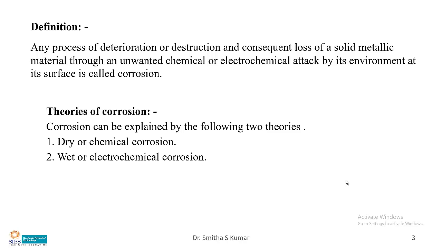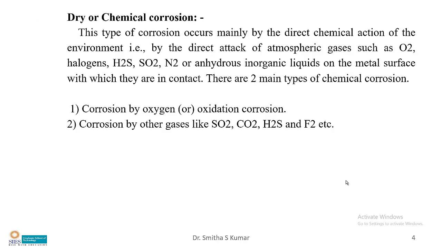Definition of corrosion, if we talk about, it is a process of deterioration and consequent loss of solid metallic material through an unwanted chemical or electrochemical attack by its environment starting at its surface is called corrosion. There are two theories of corrosion: dry or chemical corrosion, wet or electrochemical corrosion.